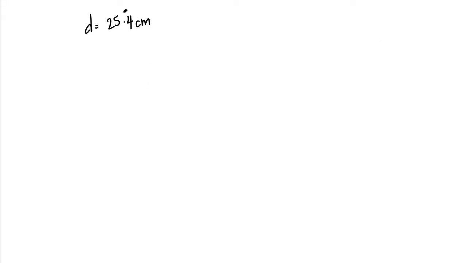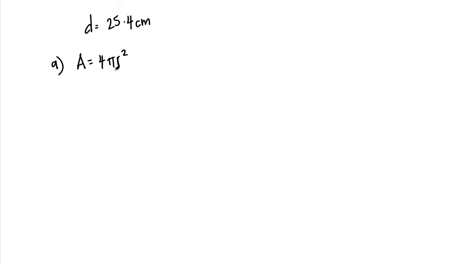We're given the diameter of a soccer ball to be 25.4 centimeters, and the first thing we want to do is see how much synthetic leather it's going to take to cover the soccer ball. In other words, we want to find the area of this sphere. We know that the area of any sphere is 4 pi r squared.